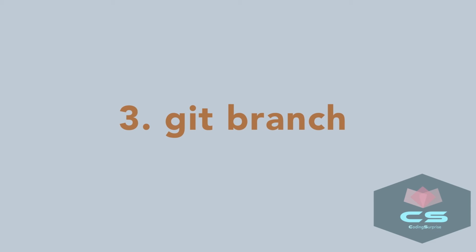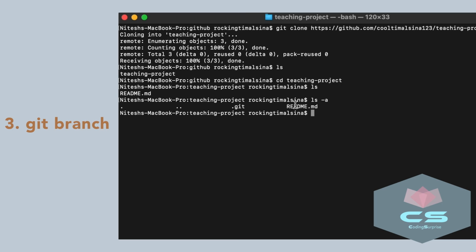The next one I'll be discussing is git branch. What it does is it will show you all the branch names in that repository. As you can see right now, I cloned the master, so that's the reason I'm able to see the master. In future, whenever you create another branch, you will be able to see it over here. All you have to do is type git branch.